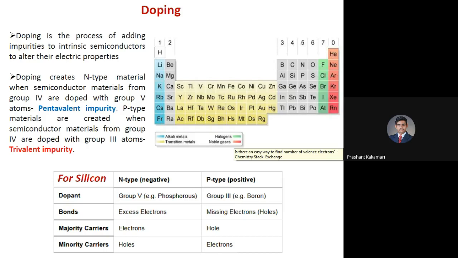In the same case, if you dope the material in group 4, like silicon or germanium, with group 3, that is trivalent impurities, say, for example, boron, aluminum, then gallium, indium, like this. If you go on adding these trivalent materials with this group 4 periodic table material, silicon or germanium, then it is going to prepare a positive or P type material with more number of holes.